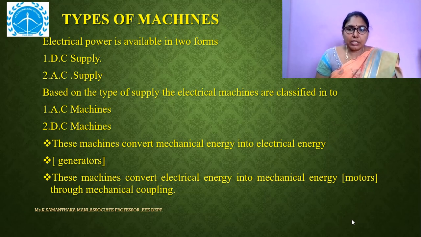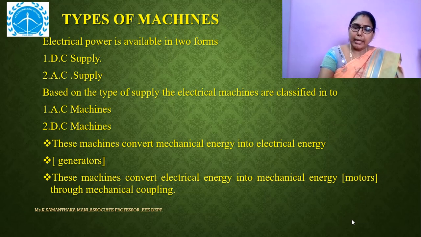Now, coming to the next one, machine is a general term which will be used for generators as well as for motors. What is a generator? As it is known to you, a machine which converts mechanical energy into electrical energy is coined as a generator. And a machine which converts electrical energy into mechanical energy is called a motor, with the help of mechanical coupling.